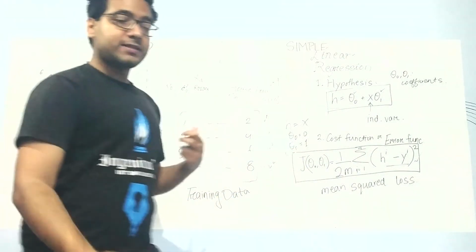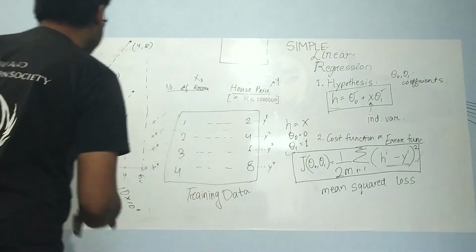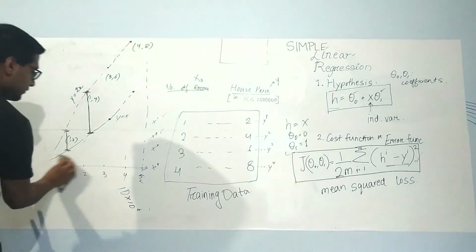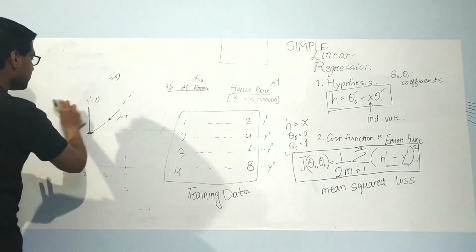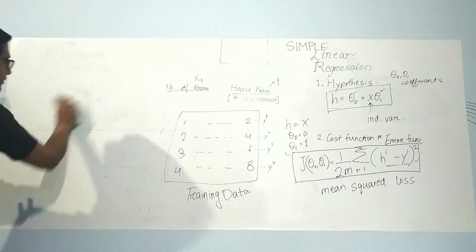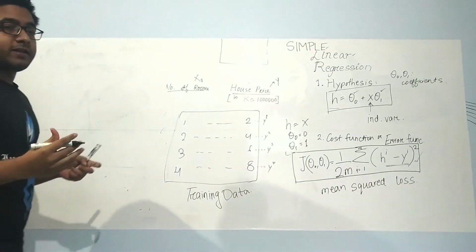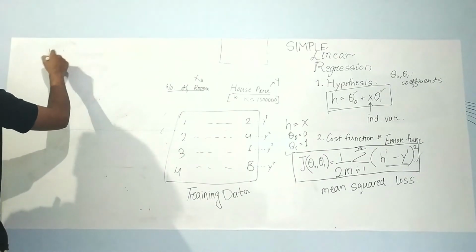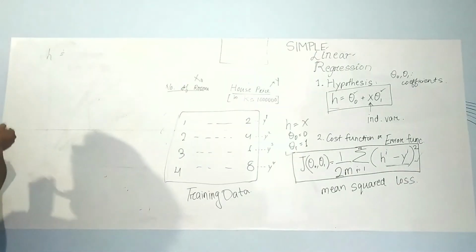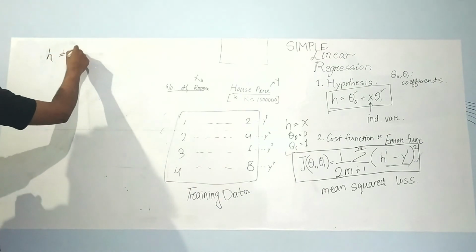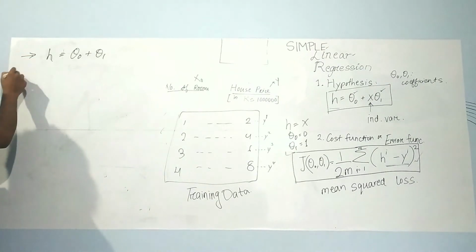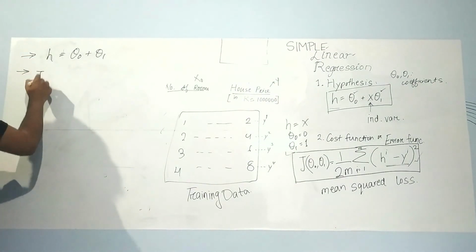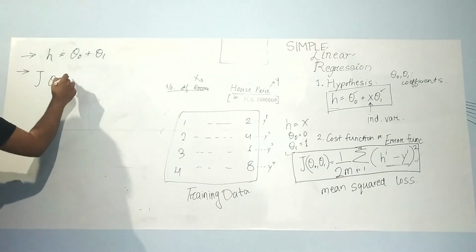So let's go through today's topics. Let's go through today's points and see what we can make of it. So first we have a hypothesis, h of x equals to, and an error function, which is a function of theta naught and theta 1.